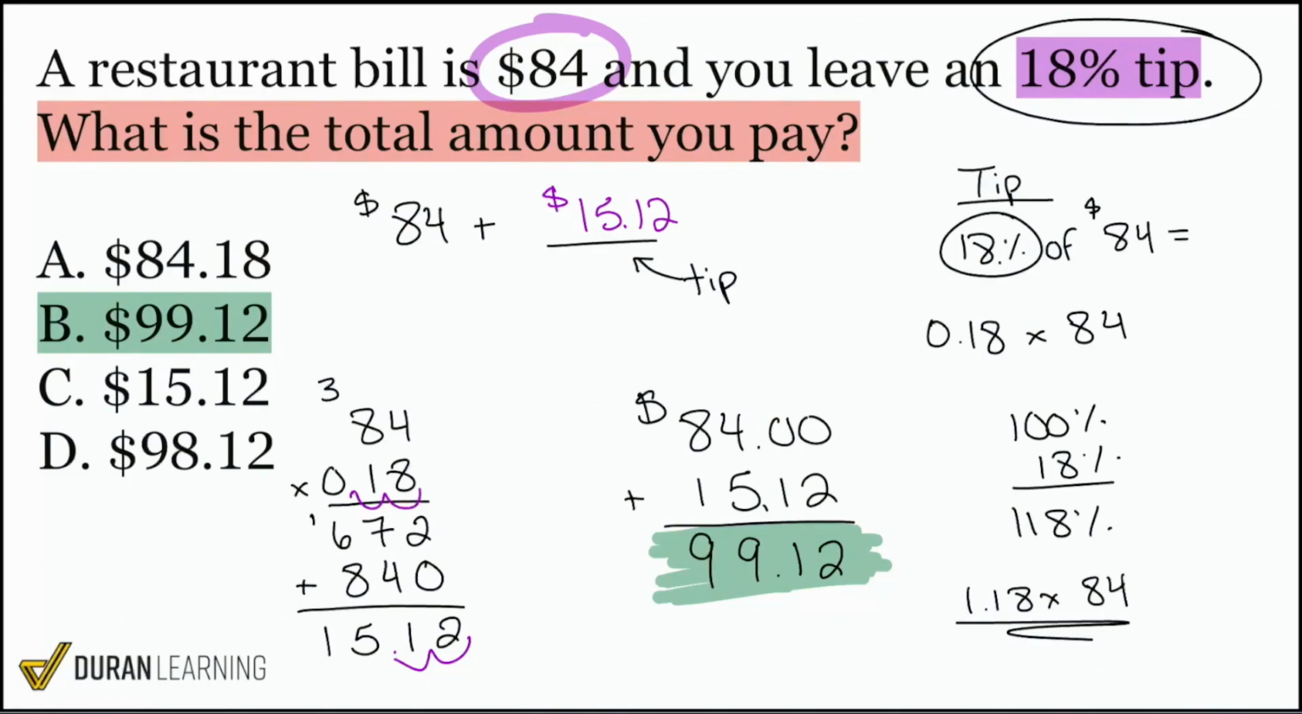Yeah, adding is a lot easier than multiplying by a 3-digit number, but either way, this will still get you the same correct answer. Feel free to verify with a calculator. I promise you, same exact one. But nonetheless, everybody, the correct answer here is $99.12.